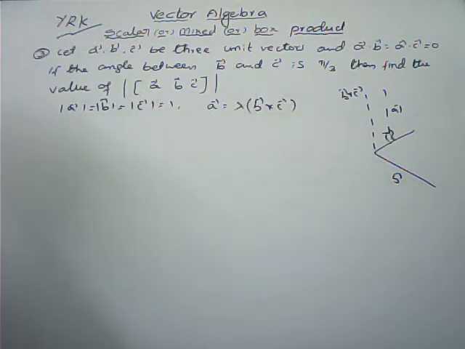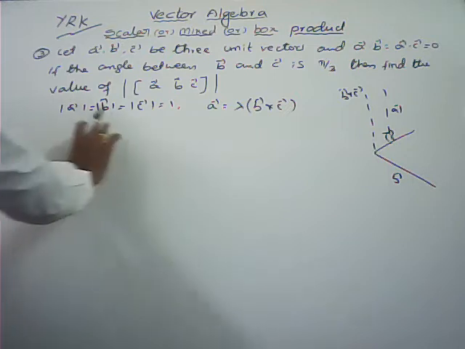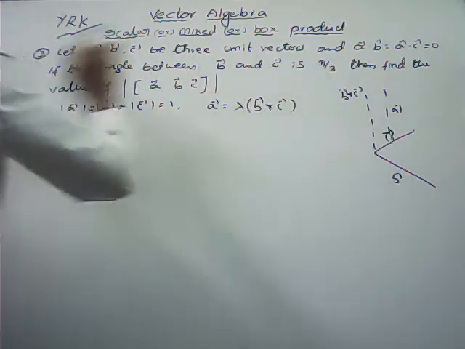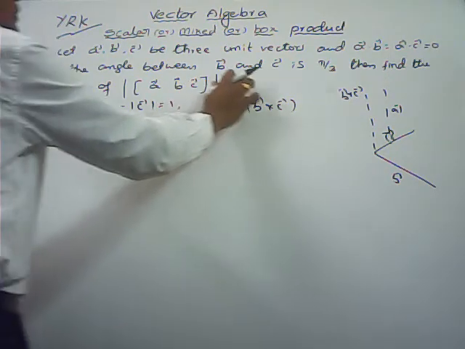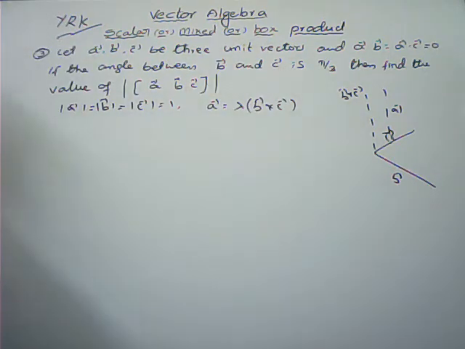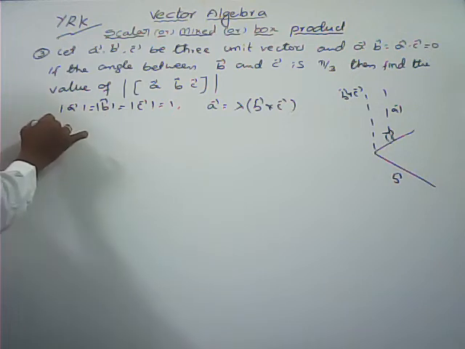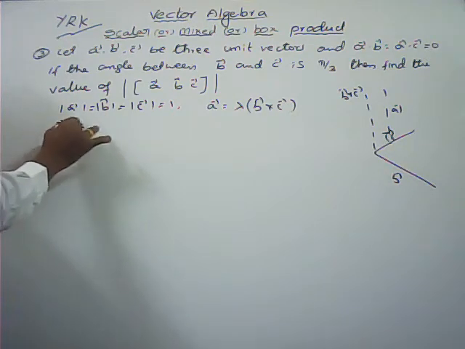We can express one vector in terms of another vector by multiplying with a scalar. So these two conditions are given. I have written that one. Now, if the angle between B bar and C bar is 60 degrees, here we can find out modulus of B bar cross C bar also.